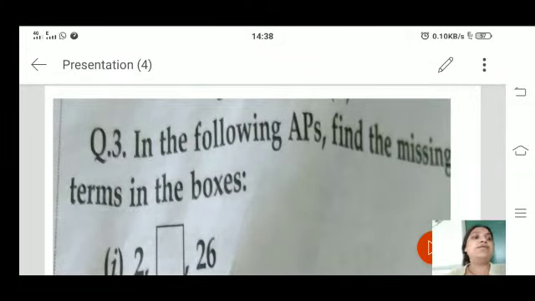Hello students, now we are going to start question number 3 of exercise 5.2. The question is, in the following APs find the missing term. See the first bit given, 2, dash, 26. What is known to us? The first term A is 2 and the third term is 26. Using this we need to calculate the second term.